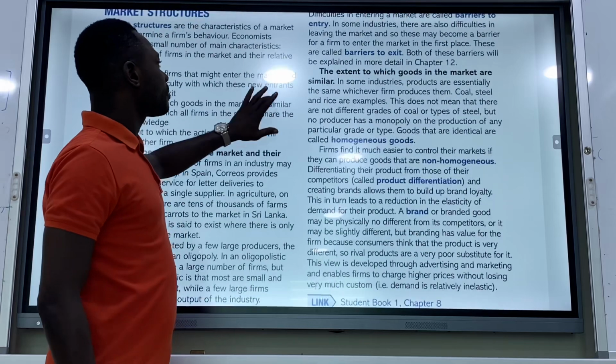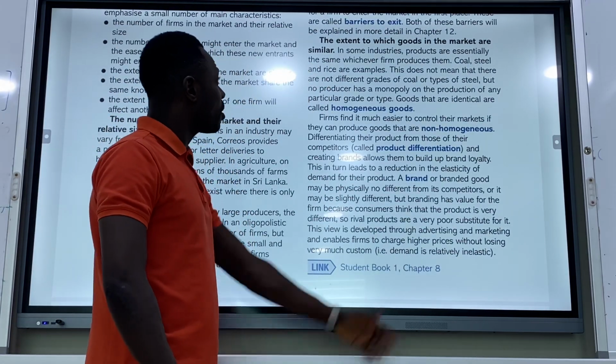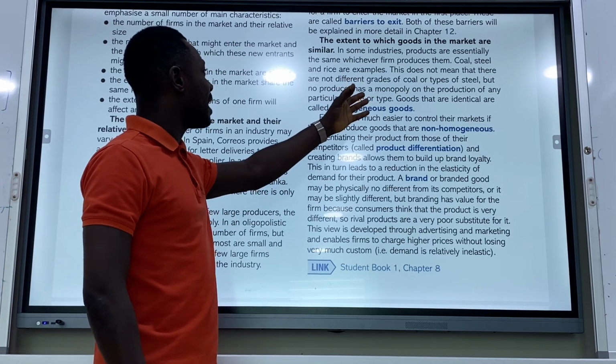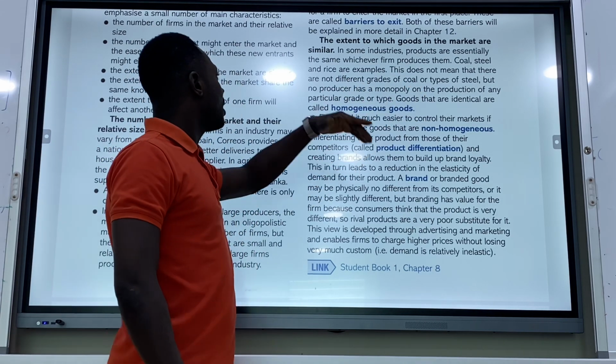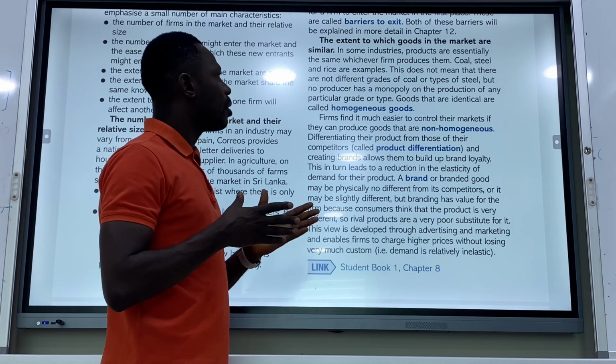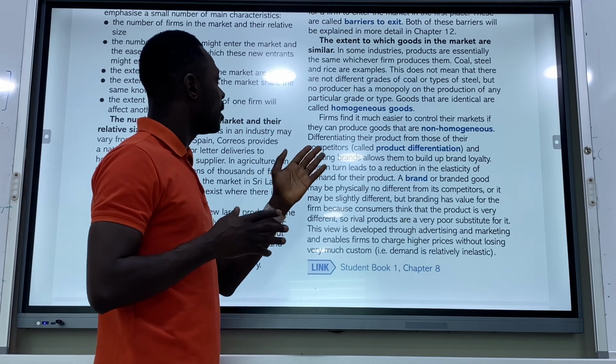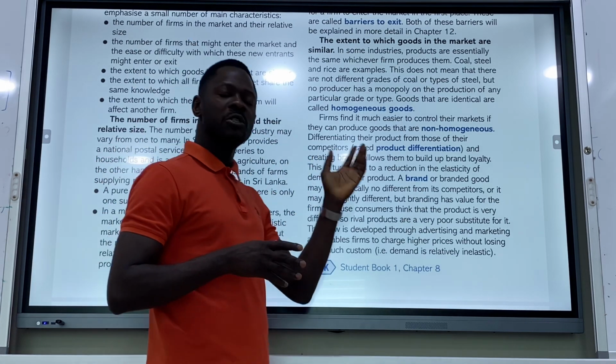The third one, the extent to which goods in the market are similar. In some industries, products are essentially the same whichever firm produces them. Coal, steel, and rice are examples. This does not mean that there are no different grades of coal or types of steel, but no producer has a monopoly on the production of any particular grade or type. Goods that are identical are called homogeneous goods.